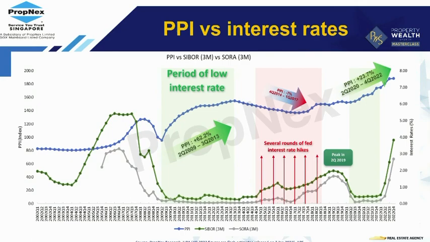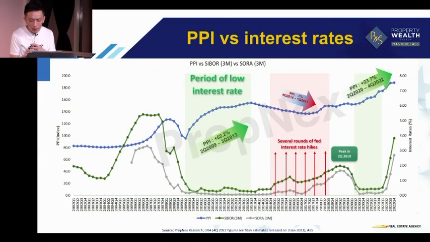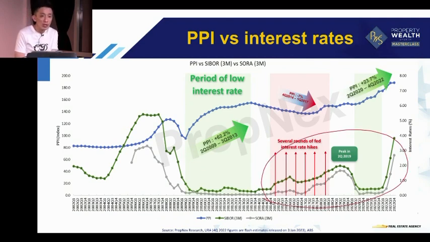The property that we are talking about. This is the property prices. This is the interest rate, at the bottom. But let me ask you a question. You see, in 2019, this is where the interest rate was the highest.